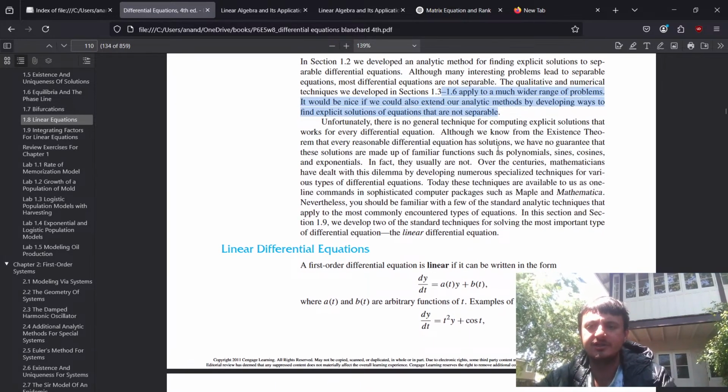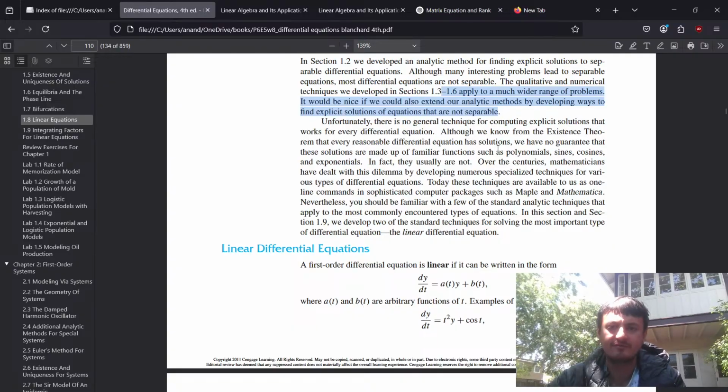Unfortunately, there's no general technique for computing explicit solutions that works for every differential equation. Although we know from the existence theorem that every reasonable differential equation has solutions, we have no guarantee that these solutions are made up of familiar functions such as polynomials, sine, cosine, x. In fact, they're usually not.